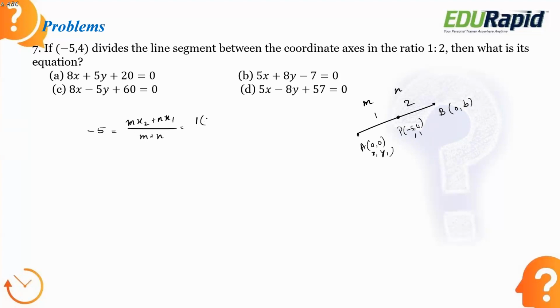Zero, x2, y2. So m into 0 plus n is 2 into a divided by 3. So you'll get 2a by 3. So what is a? A is equal to minus 15 by 2. Correct. A is equal to minus 15 by 2. Similarly, find the next one.